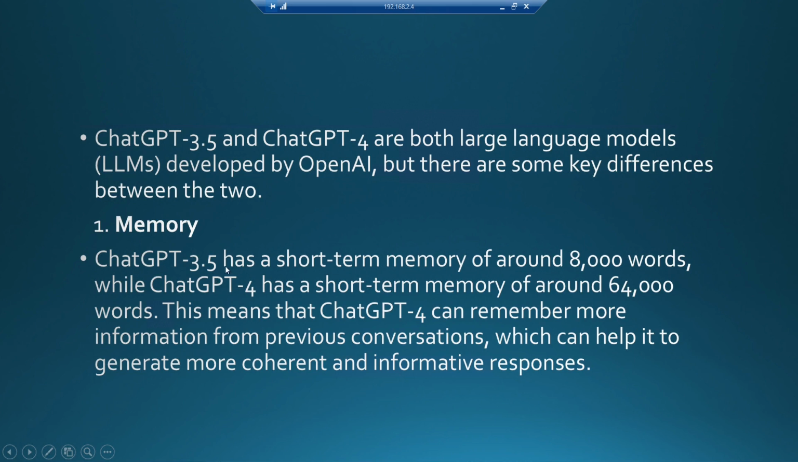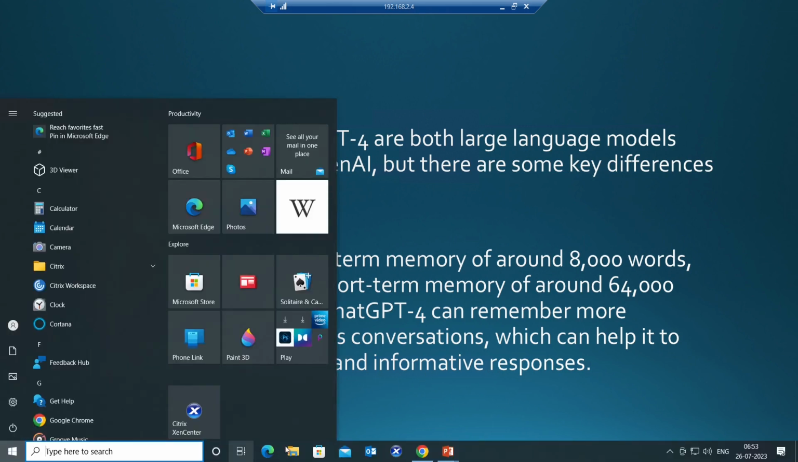The first one is memory. ChatGPT 3.5 has a short-term memory of around 8,000 words, while ChatGPT 4 has a short-term memory of around 64,000 words. This means that ChatGPT 4 can remember more information from previous conversations, which can help it to generate more coherent and informative responses. Let me go back to the ChatGPT tool once again.